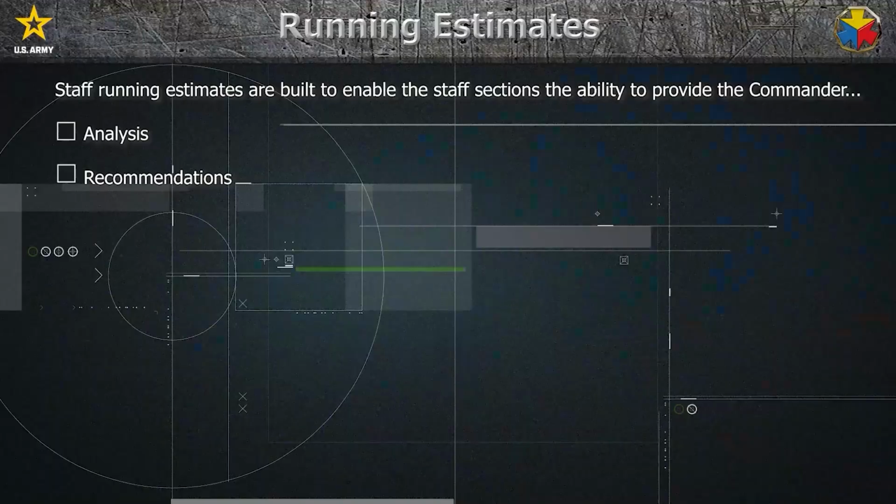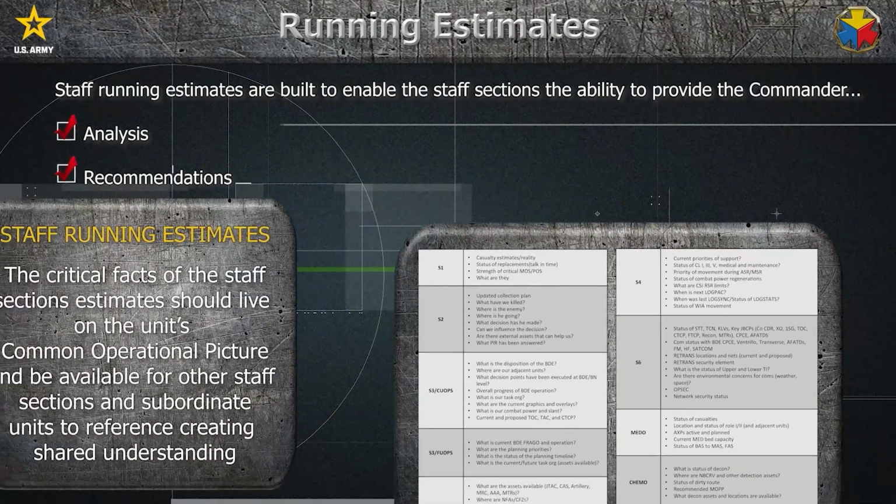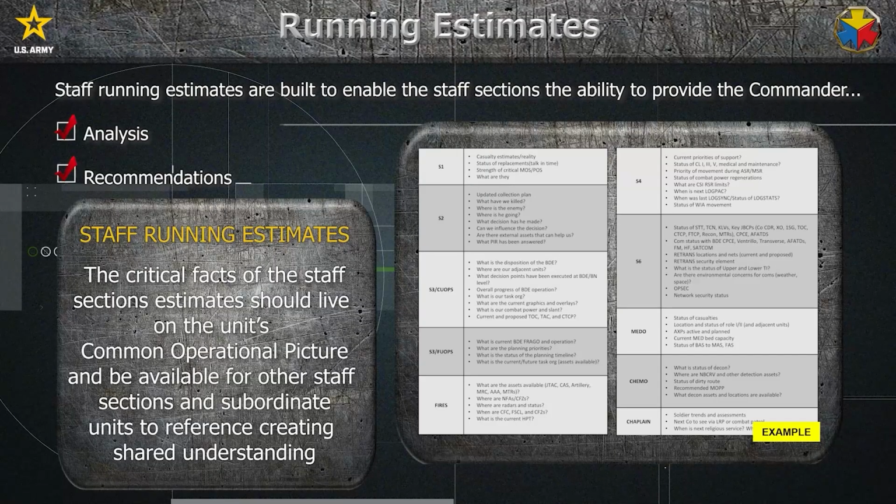Staff sections at the battalion and brigade develop their running estimates while conducting the military decision-making process and are required by doctrine to keep them updated. Staff running estimates are built to enable the staff sections the ability to provide the commander analysis and recommendations when needed. The critical facts of the staff section's running estimates should live on the unit's common operating picture and be available for other staff sections and subordinate units to reference, creating a shared understanding.